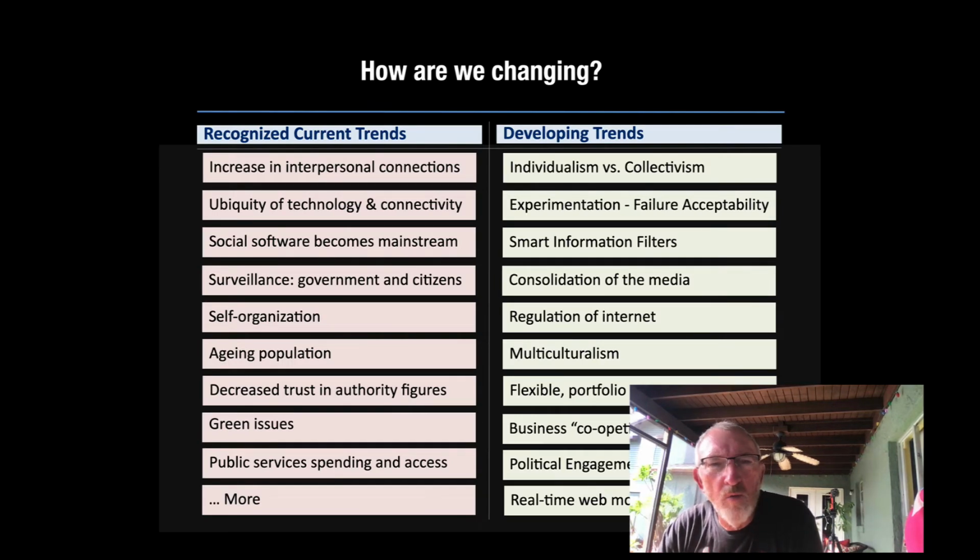So let's talk about the ways that we're changing. Current trends, we can look at the increase in interpersonal connections. Self-organization is another area. The efficacy of an aging population.